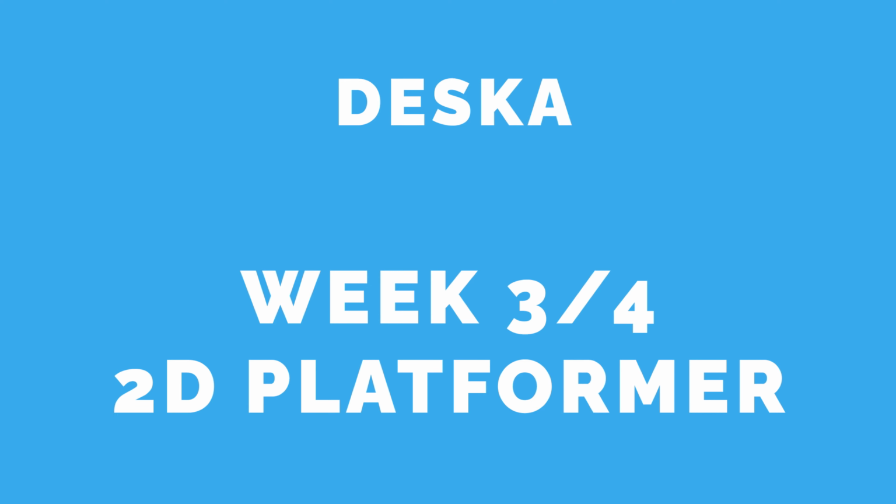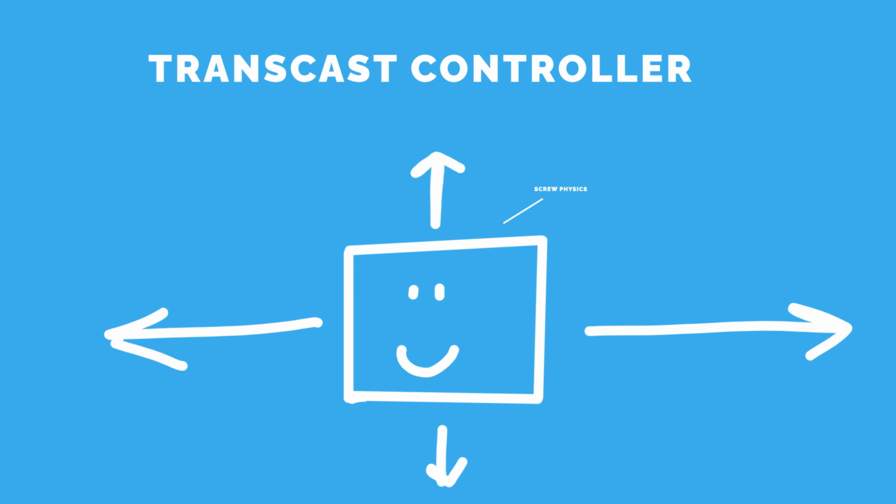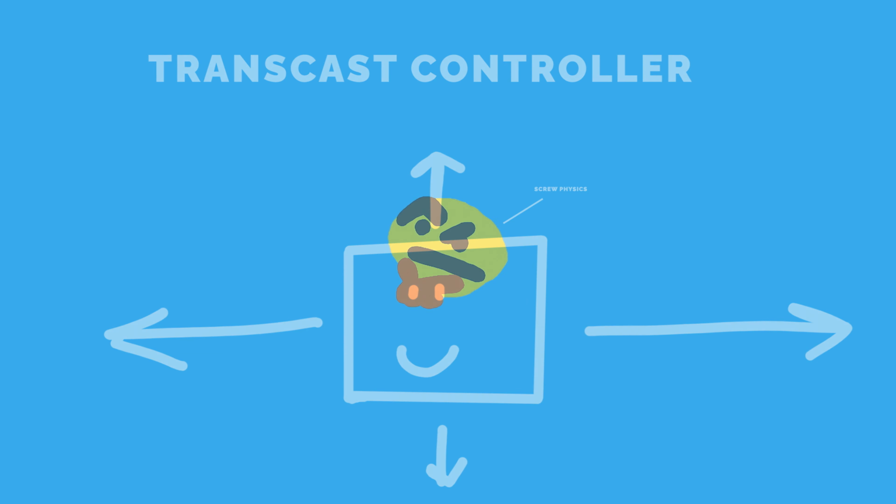This week, I decided to build a small platformer around the Transcast 2D controller. It's got a few levels and a few key gameplay elements to spice it up and make it fun. The 2D controller works by using user input, transform translation, and the 2D physics raycast function to detect collisions.